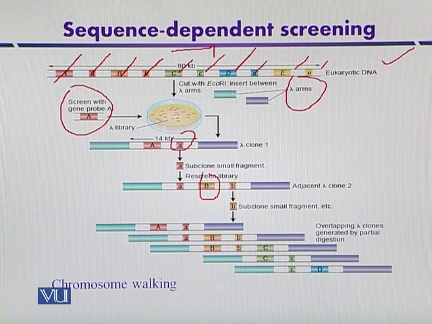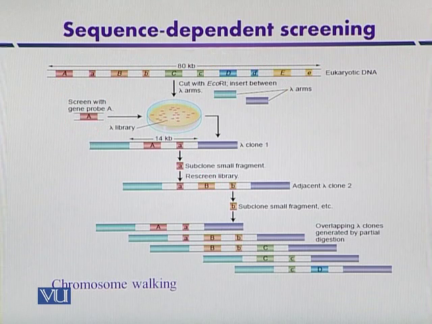Because of the random DNA fragments that will be produced, they will have overlapping ends, and the overlapping ends can be used as a probe for the detection of the next DNA fragments, and this technique is called chromosome walking. The next diagram is more simplified.